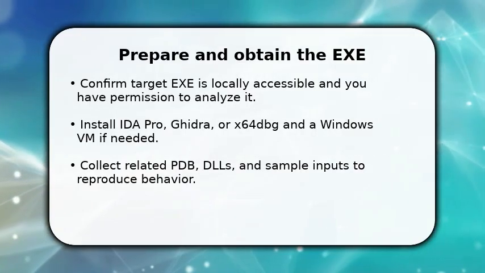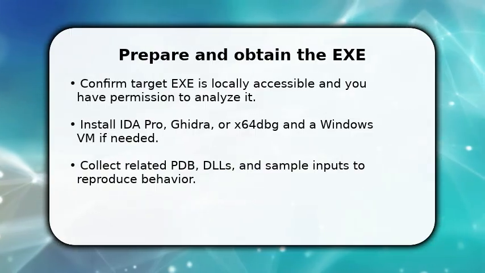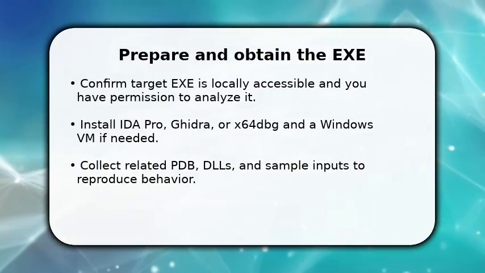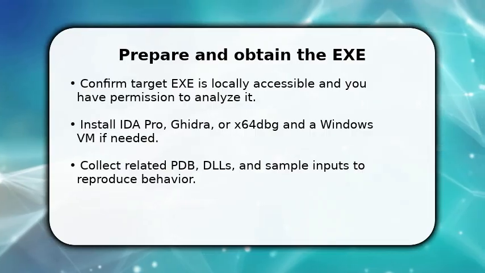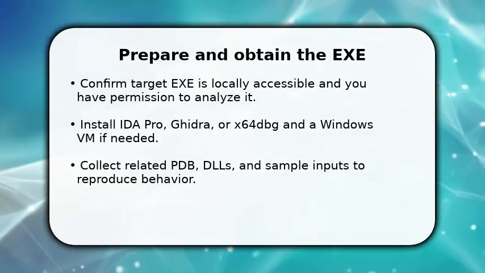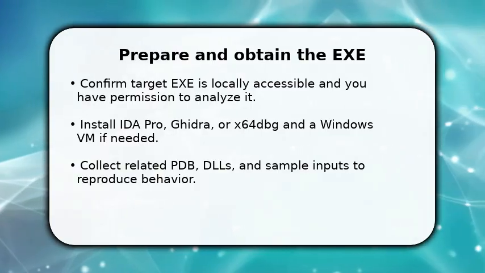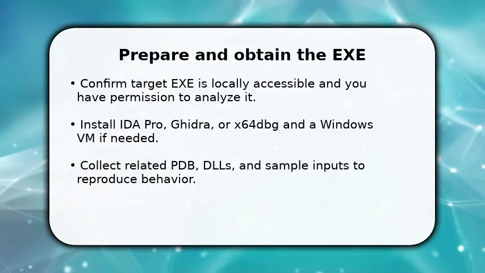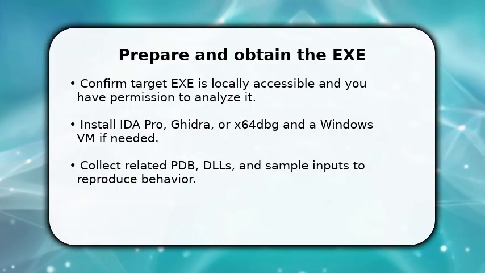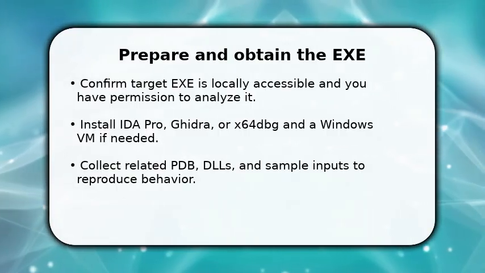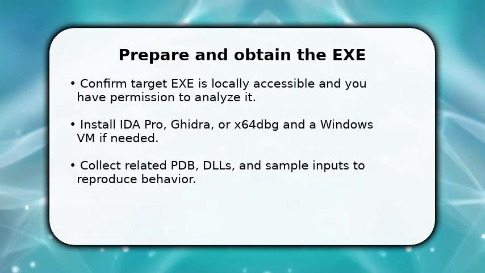Install a disassembler like IDA or Ghidra and a debugger such as x64dbg. Make sure you also gather any PDB symbols, dependent DLLs, and representative input files. These make reverse engineering far faster. Finally, isolate work in a VM to avoid collateral damage and to snapshot for easy rollback.